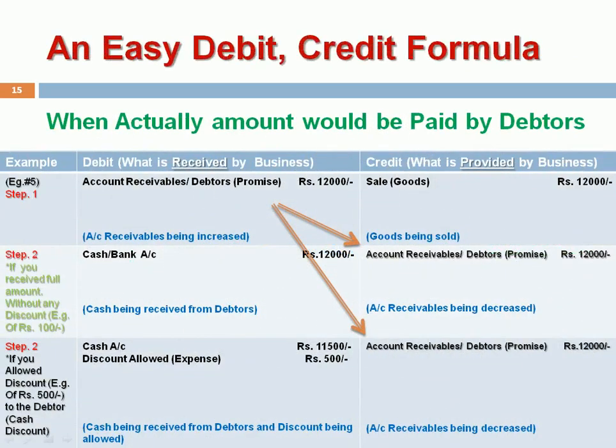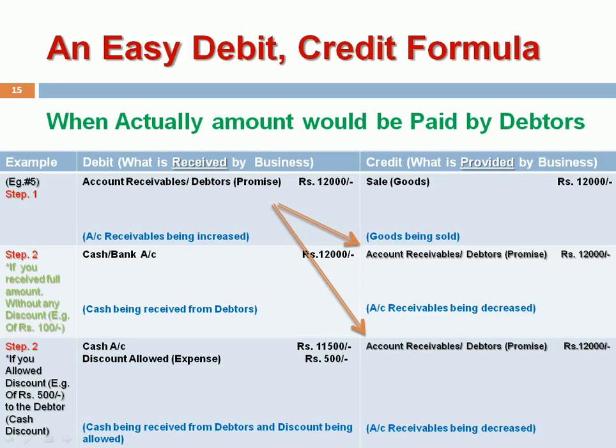How would we write it? In step 1, as we have written earlier, debit is account receivable and credit is sale of 12,000. Step 2, when we were receiving the whole cash, it would have in debit cash receiving 12,000, and in credit account receivable or debtors 12,000, because account receivables would be decreased and cash is being increased.